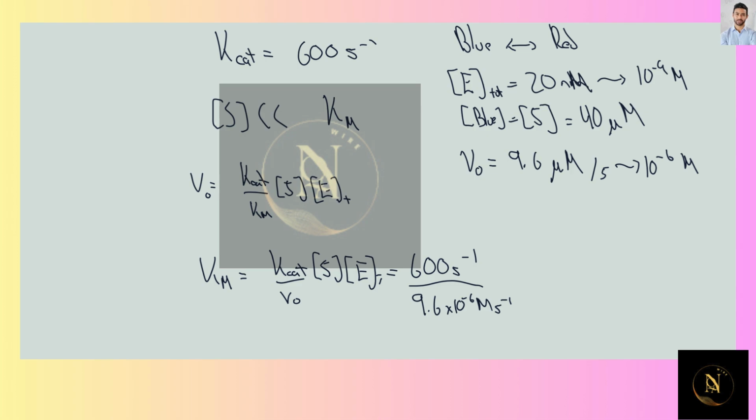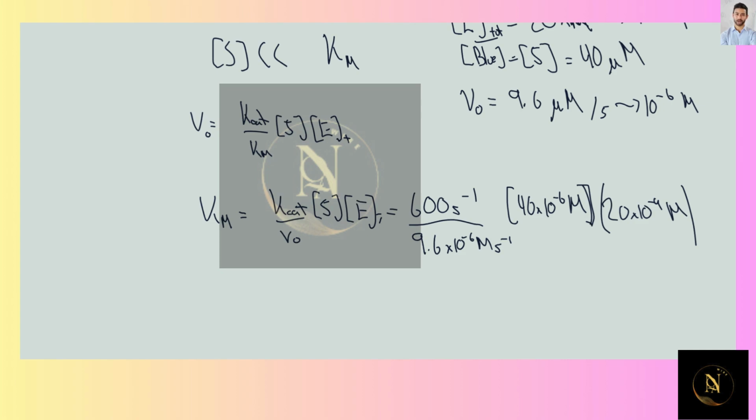times the concentration of the substrate, which is 40 times 10 to the minus 6 molar, times the concentration of the enzyme, which is 20 times 10 to the minus 9 molar, which gives us a value for Km equal to 5 times 10 to the minus 5 molar.